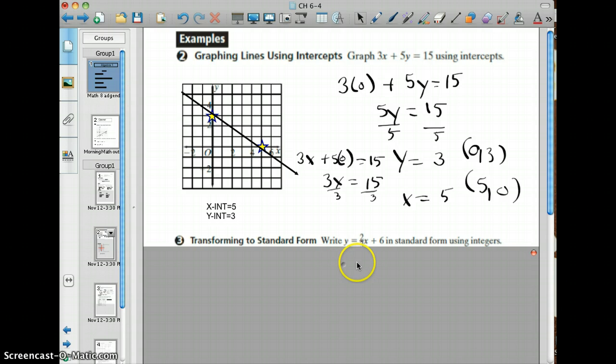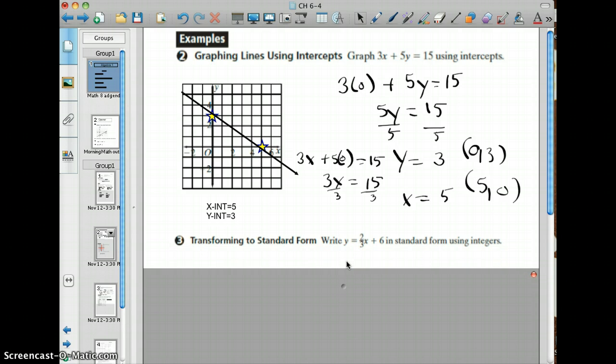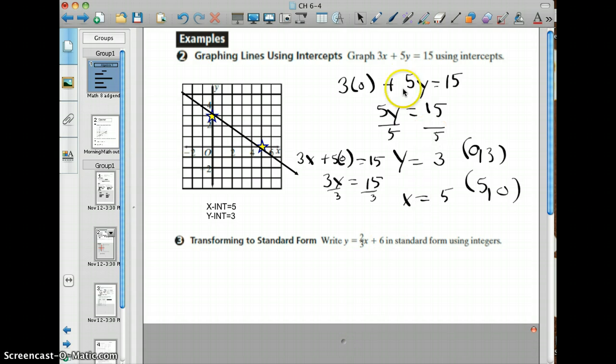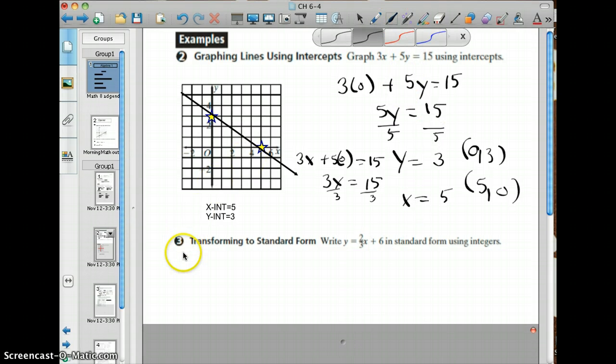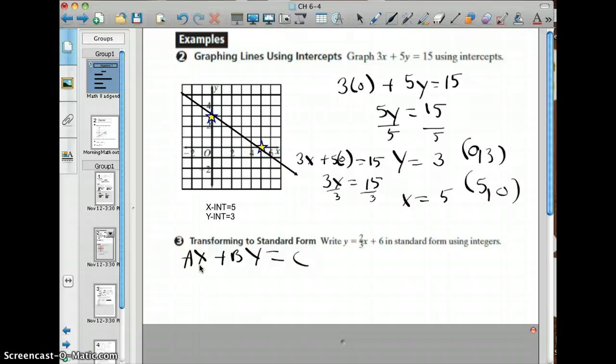Now, how do we transform equations into standard form? Remember, standard form is going to be ax plus by equals c. And a and b just refer to the coefficients of x and y here, nothing more. They don't have some secret meaning like slope and y-intercept like we do in the y equals mx plus b form. So the first thing I'm going to do here is get rid of the fraction.